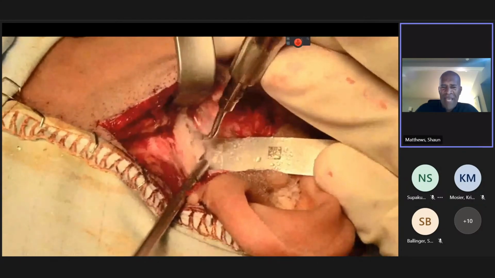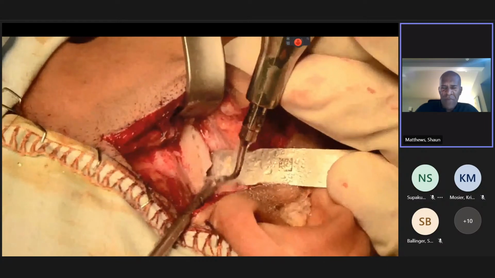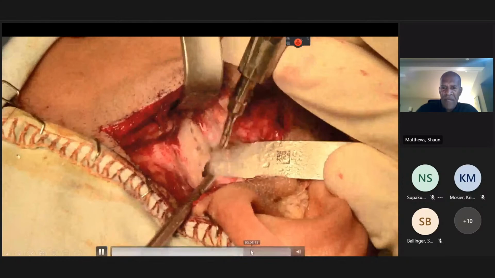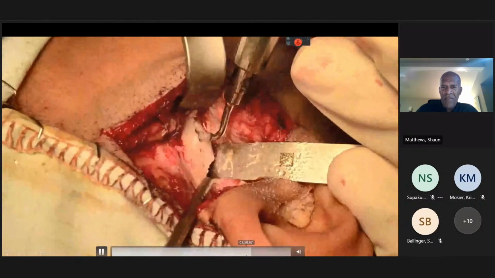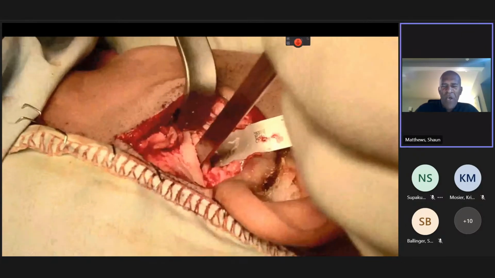There we are. So we're deepening that cut more and more with my piezo surgery saw. Again, it gives a nice, safe way of cutting through bone. Move it along a little bit more. And the next thing we're going to do is take a surgical osteotome.